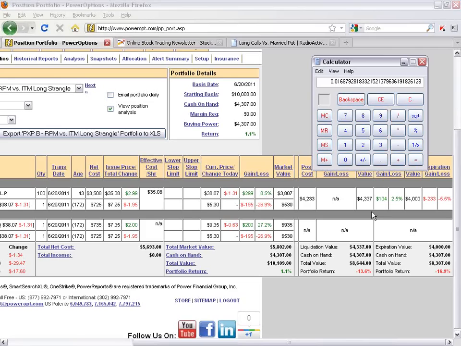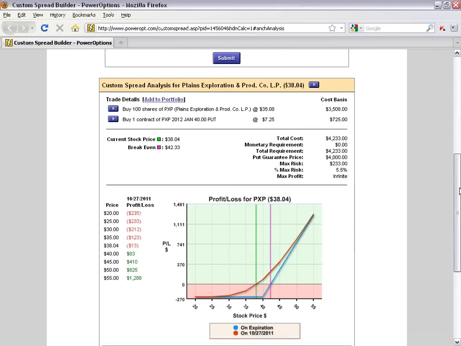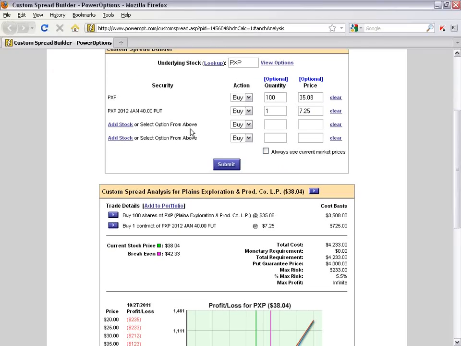Okay, now, let's go back for a moment to our custom spread tool. Remember what we discussed. If we were trading in a $100,000 account, we would have forced ourselves into an ideal size trade. We could have bought 400 shares of PXP and 4 put contracts. Let's go ahead and hit submit.